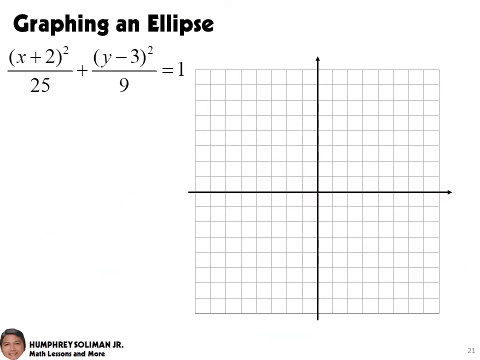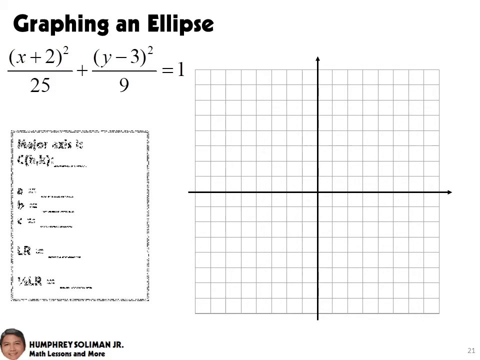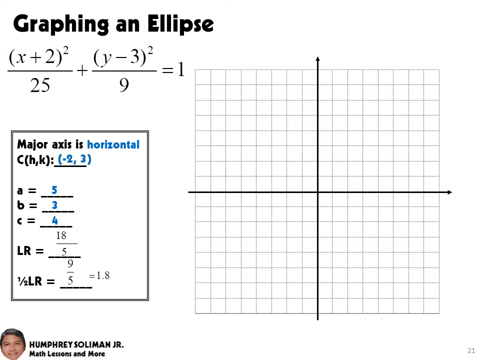Graph the ellipse, quantity x plus 2 squared over 25, plus the quantity y minus 3 squared over 9, equals 1. First, we need to identify its parts and properties. The major axis is horizontal, because the x quantity has a bigger denominator. The center of the ellipse is at -2, 3. The length of A is 5, the length of B is 3, and the length of C is 4, using the Pythagorean theorem. The length of LR is 18 over 5, and half of the LR is 9 over 5, which is 1.8 in decimal. Half of the LR is needed in graphing an ellipse.